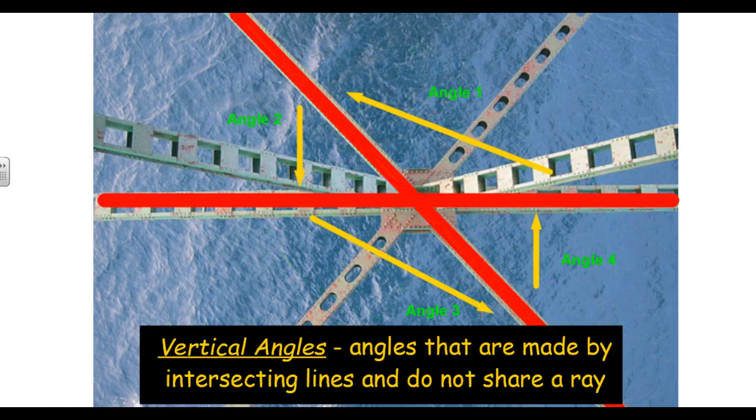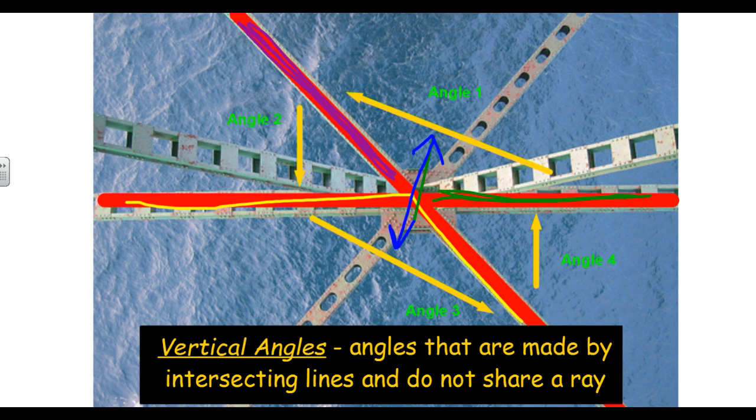These vertical angles are made by intersecting lines, as we can see, and they don't share a ray. If we look at angle 1 and angle 2, they share this blue ray right here, so they can't be vertical. And angle 1 and angle 4 share this green ray right here. That's the one ray that's common to both angles, so they can't be vertical. But angle 3 is made up of the yellow ones, and angle 1 is made up of the green and the purple, so they are vertical.